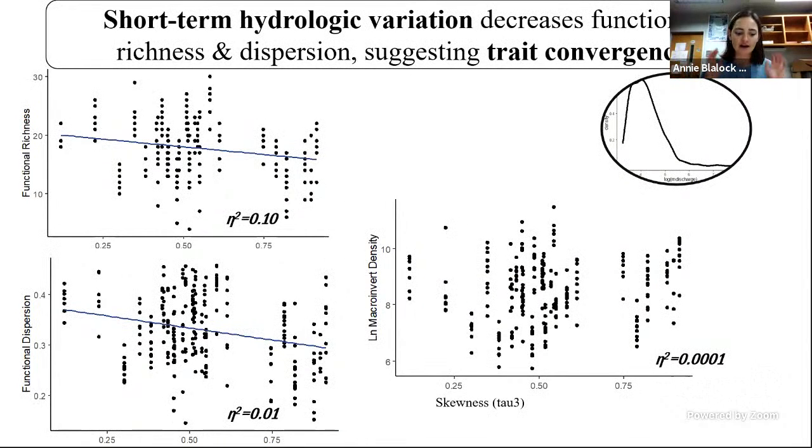And finally, looking at that short-term variation. We saw that short-term hydrologic variation, or increased skewness, meaning more highly skewed streams, decreased functional diversity as well. So a decrease in functional richness and dispersion, again suggesting this convergence on particular functional trait states that are selected for this more selective environment.